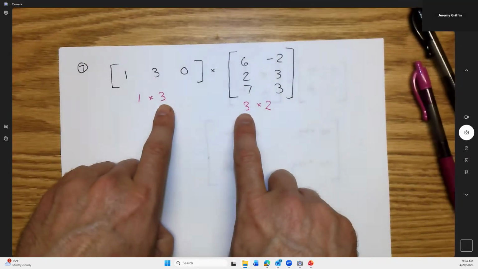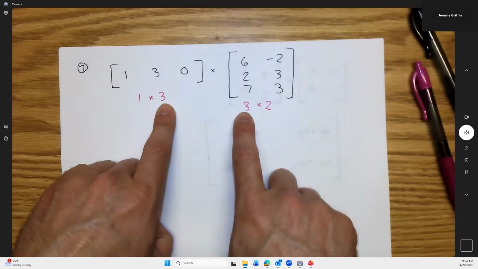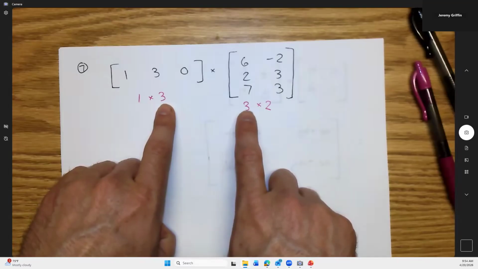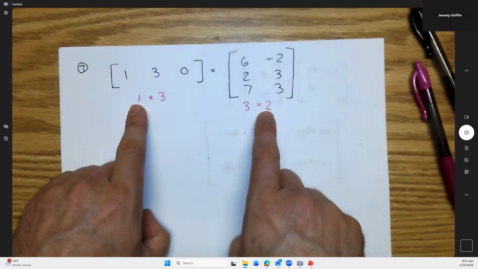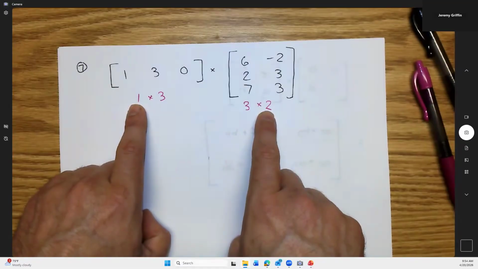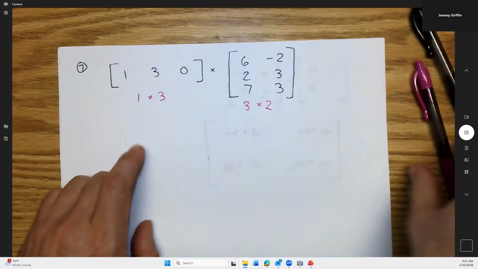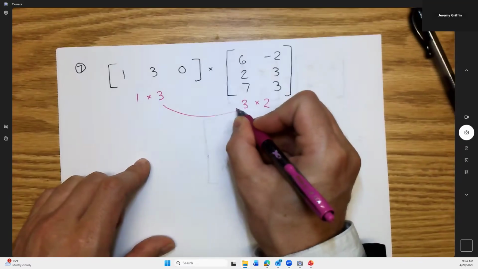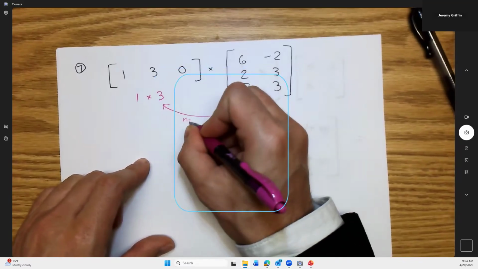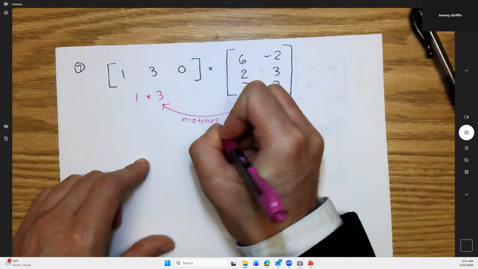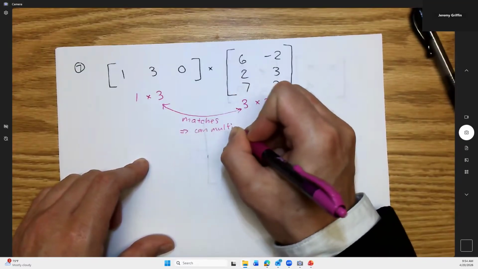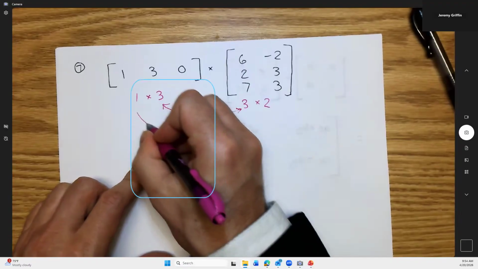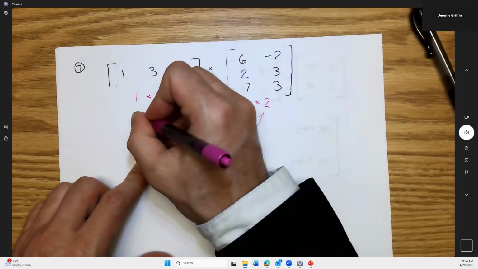Actually, guys, this 3 matches that 3. That means, are you allowed to multiply these? Yeah, you sure can. And the product is going to be a what by what matrix? So this matches this, therefore can multiply. And the product is going to be a what by what?